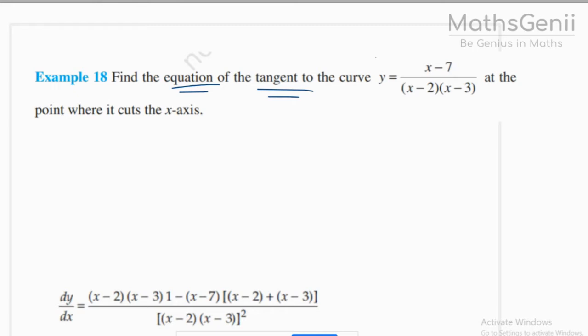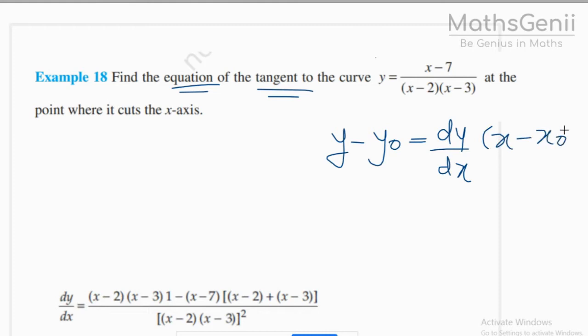So remember, we want to use that formula. What was that formula? It was y minus y naught is equal to dy by dx times x minus x naught. So this was the formula for equation of tangents, correct? Now, where are y naught and x naught given in the question? X naught and y naught are not given in the question. But how will you find them? It's there in the question but not given directly.